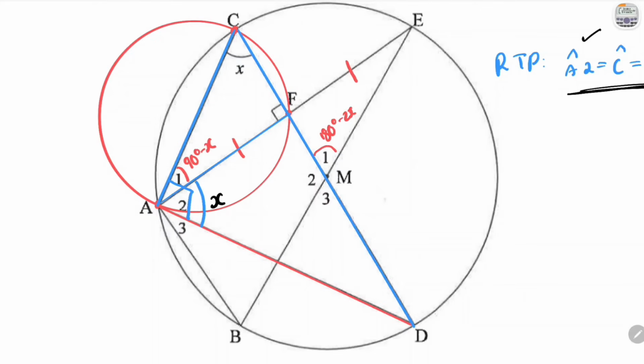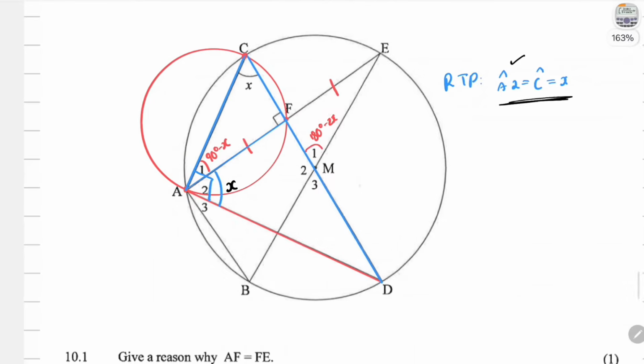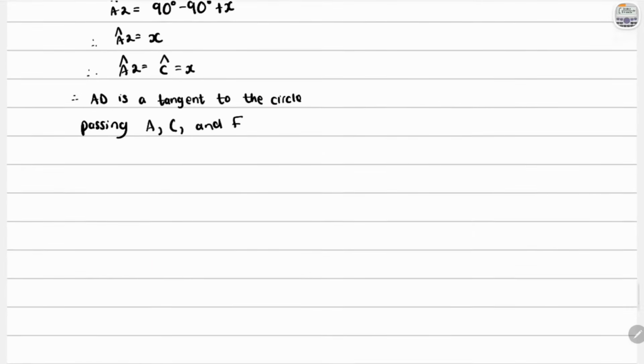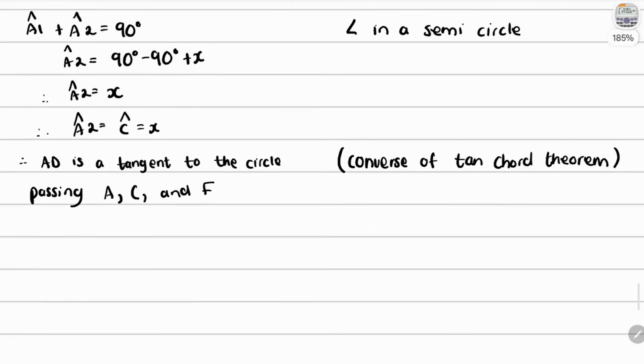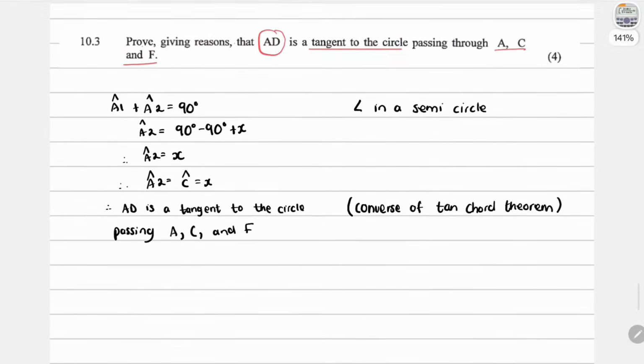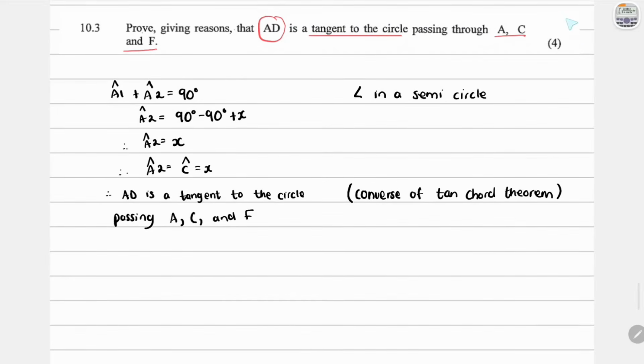No, we showed that they were equal, and so therefore the angle between the tangent and the chord is equal to the angle supported by that same chord. Okay, so it is the tan chord theorem's converse that we use there. And so we can just say converse of tan chord theorem for our reason. Okay, and that is our answer. Moving on to the next question.